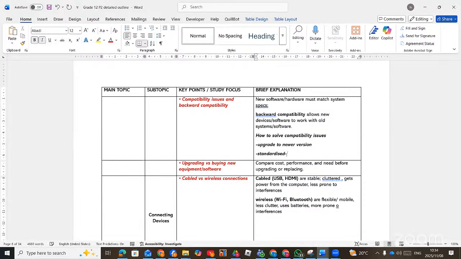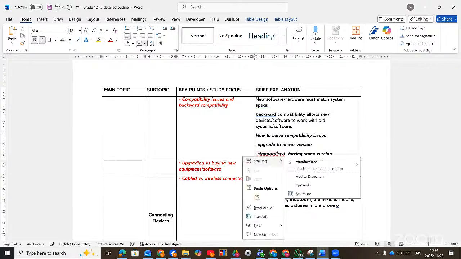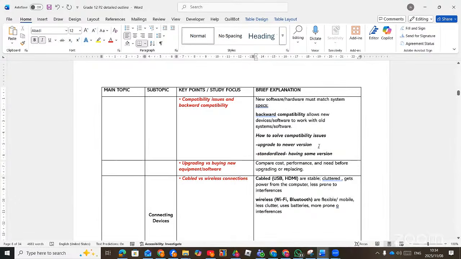What do you mean by standardized? Meaning that having the same version. Like in our schools, maybe in your science lab, you are using Office 2016, and then the CAT lab is 365. When you go to the office, they are also using Office 2013. Now, there will be a lot of compatibility issues because when you save your work in the lab in 365, and you want them to print something for you at the office, meanwhile they are using Office 2013, that one will not be possible. So they need to have the same version at the school. That's what we call standardization.